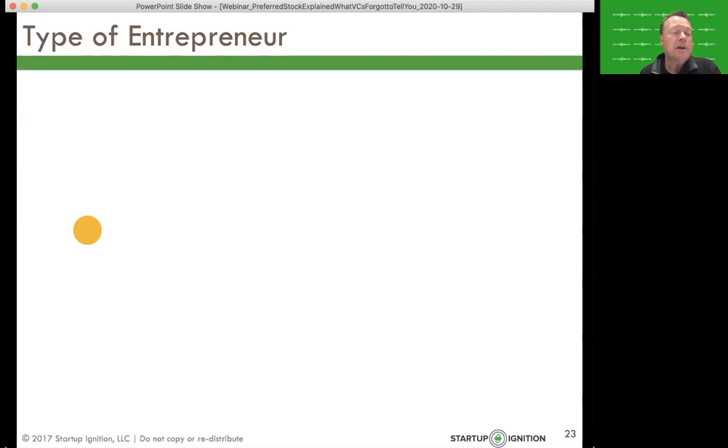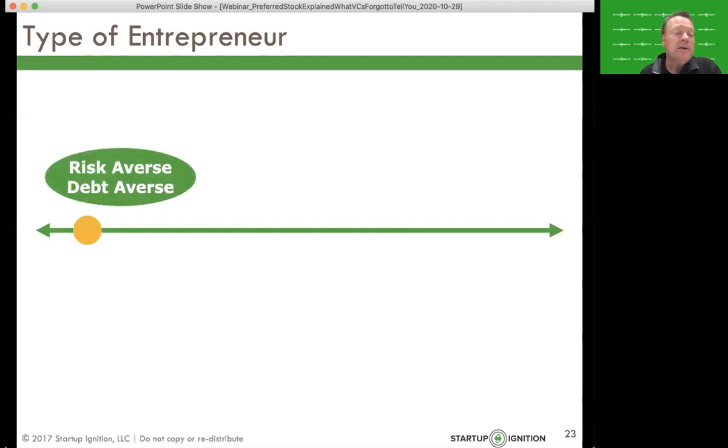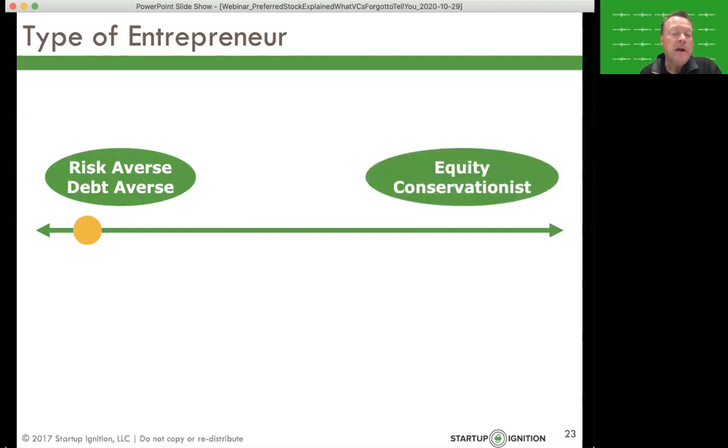So first of all, let's look at a continuum here on what type of entrepreneur you or an entrepreneur group might be. If we have this continuum, we have on one side risk-averse and debt-averse entrepreneurs, and then we have equity conservationists on the other end. An entrepreneur will fall anywhere along this continuum, and it's important to know who you are and what you are.